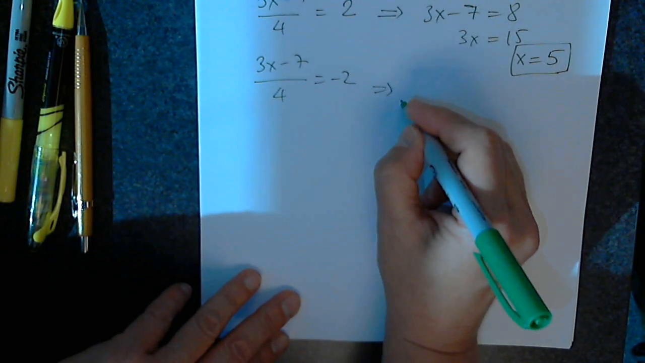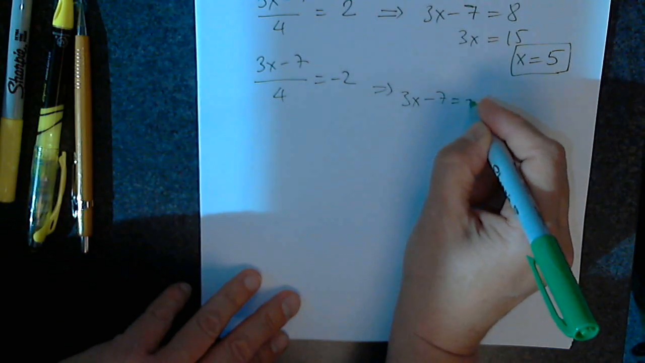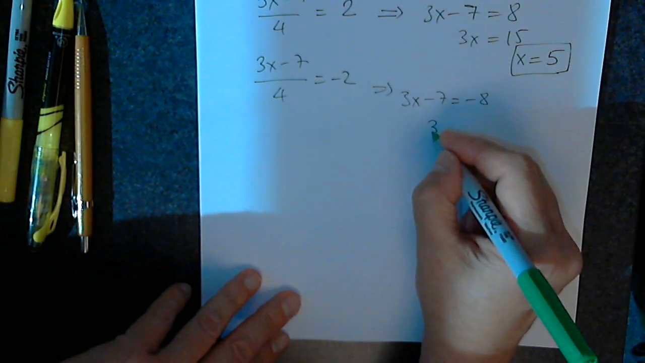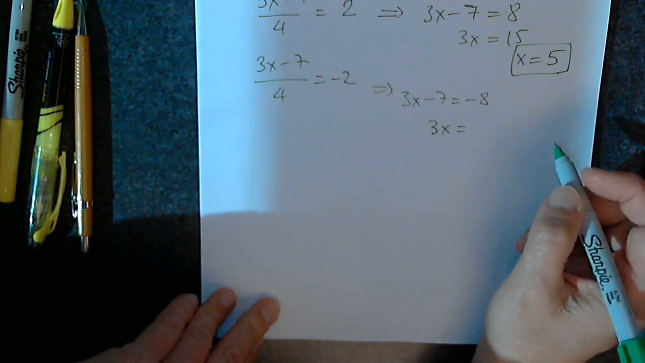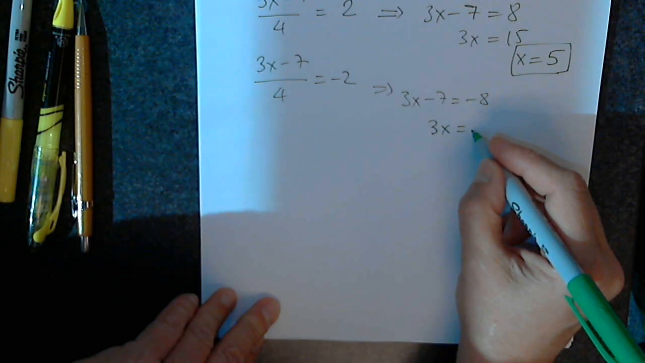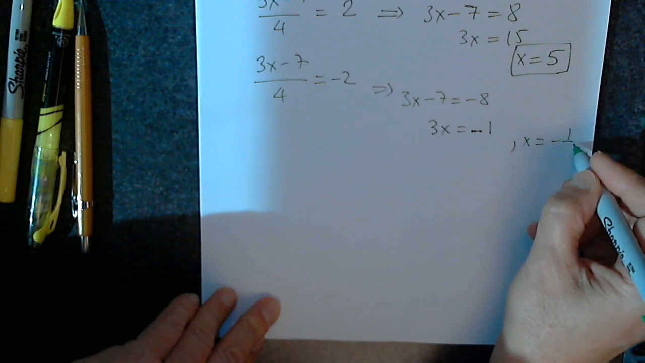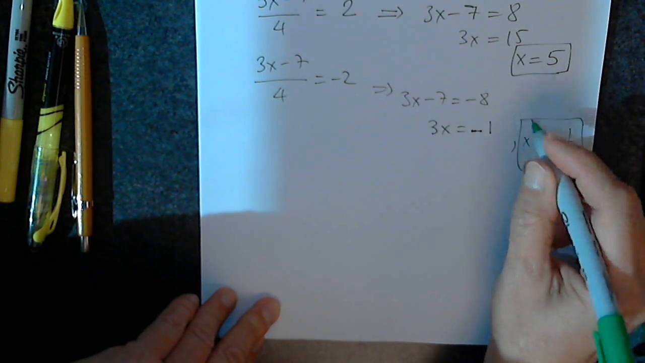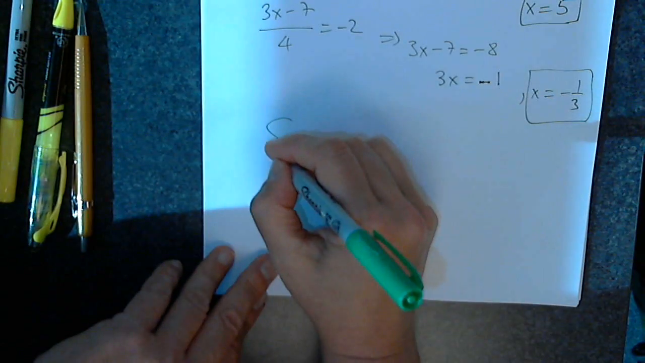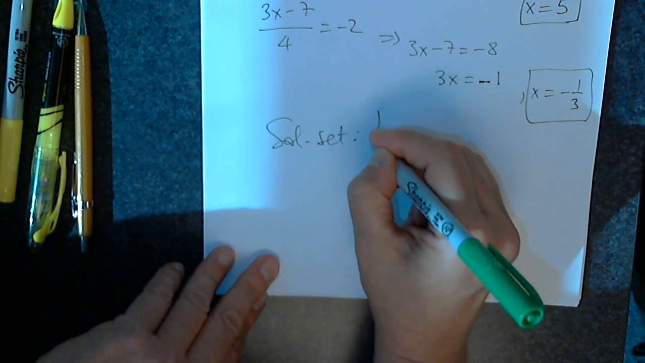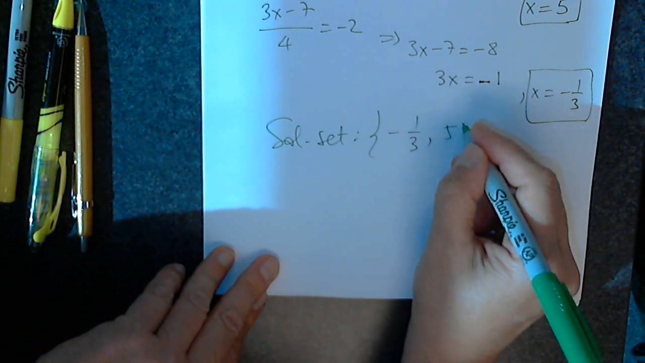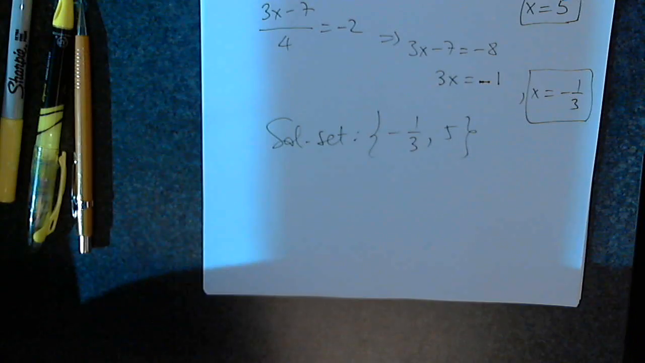The same way, 3x minus 7 equals negative 8. 3x equals negative 1. So x equals negative 1/3. So you can write the solution set as negative 1/3 comma 5 with braces.